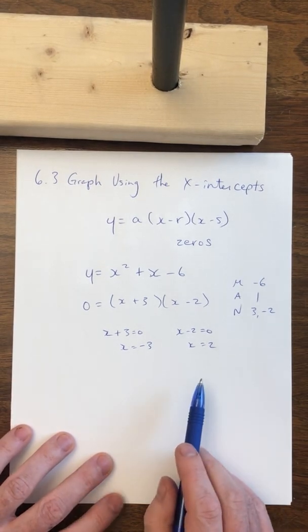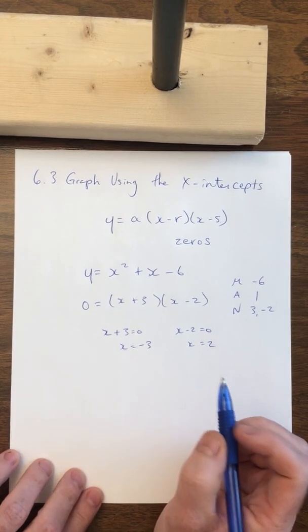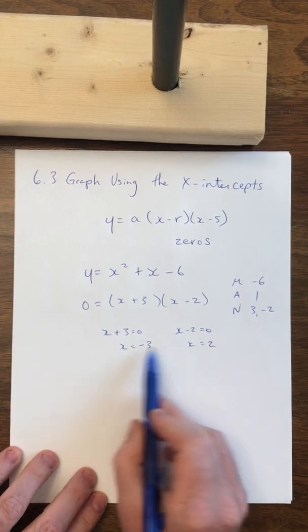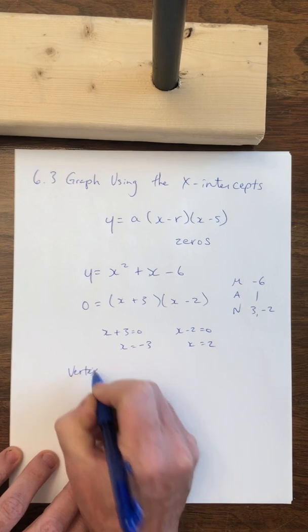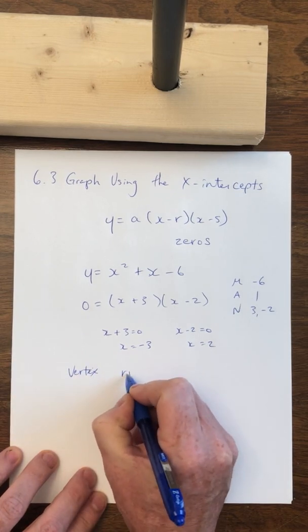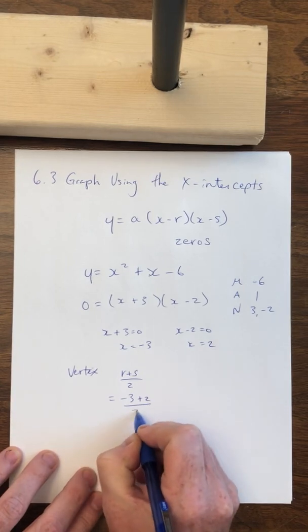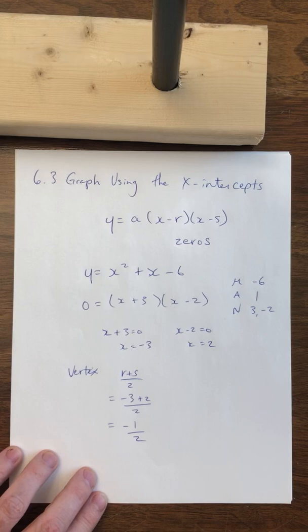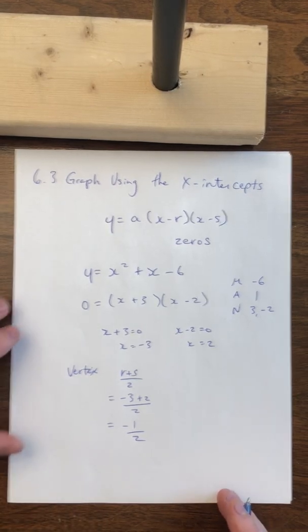We can also find the vertex. The way we find that is we're going to find the axis of symmetry between these 2 points. So to find the vertex, let's find the axis of symmetry, which is r plus s divided by 2. So our axis of symmetry is at -1/2.